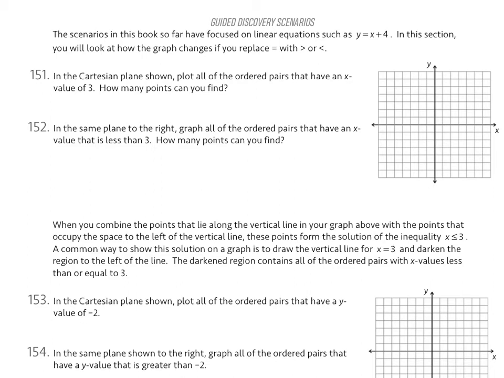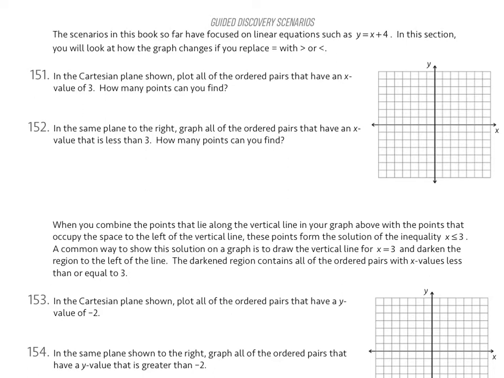The scenarios in this book so far have focused on linear equations, such as y equals x plus 4. In this section, you will look at how the graph changes if you replace equals with greater than or less than. 151. In the Cartesian plane shown, plot all of the ordered pairs that have an x value of 3. How many points can you find?